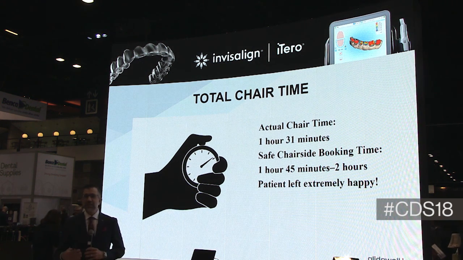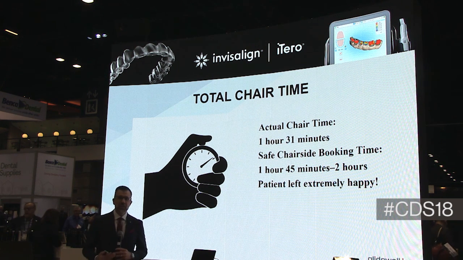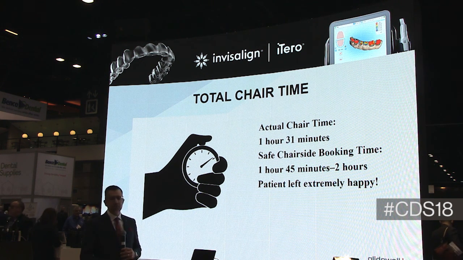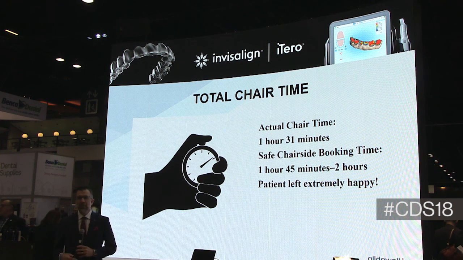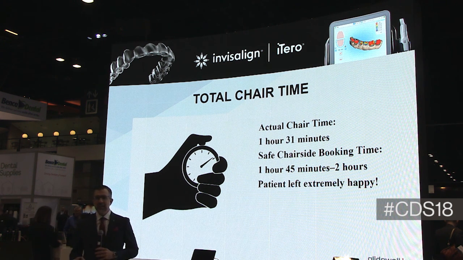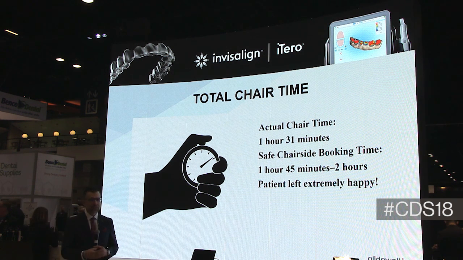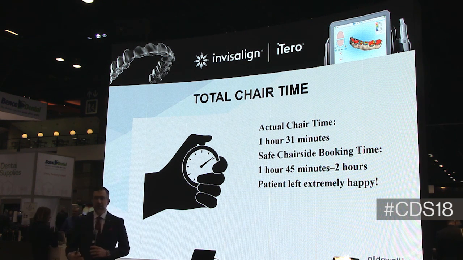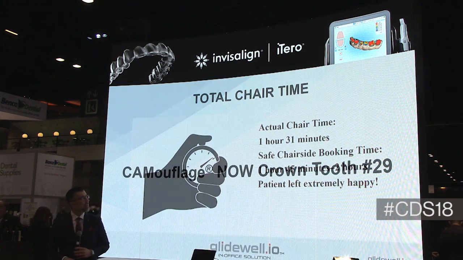Once again, this is timing for our practice. We all know that we can't schedule in 1 minute increments. So on these type of cases, I'm scheduling an hour and 45 to 2 hours for a lithium silicate restoration. I don't always bank on a very fast time, and I always want to have extra time in case we can't get anesthesia or something takes a little bit longer to polish or a little bit longer to seat. But the patients leave extremely happy.